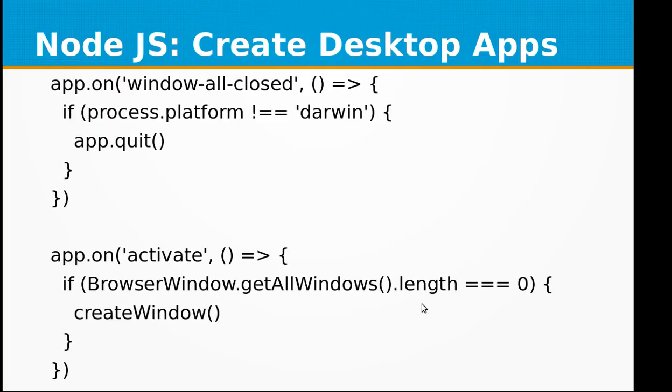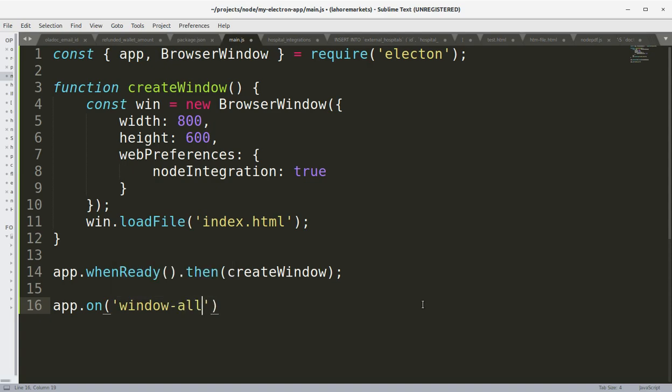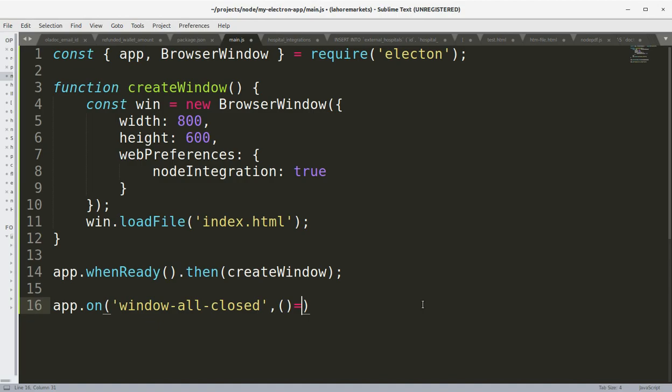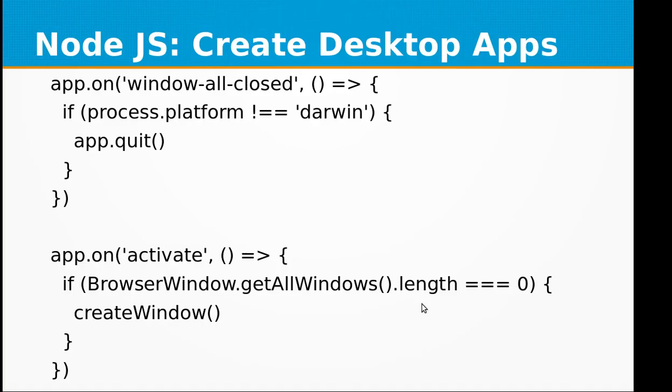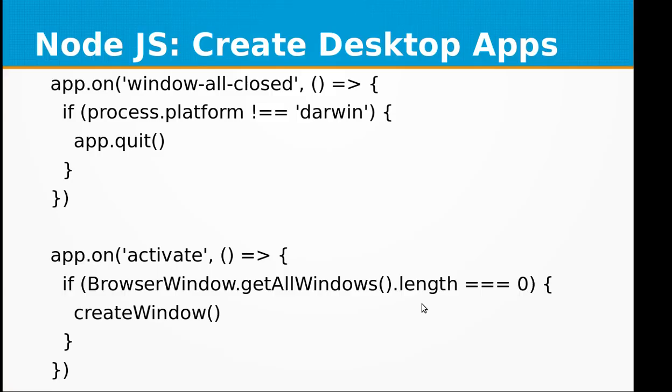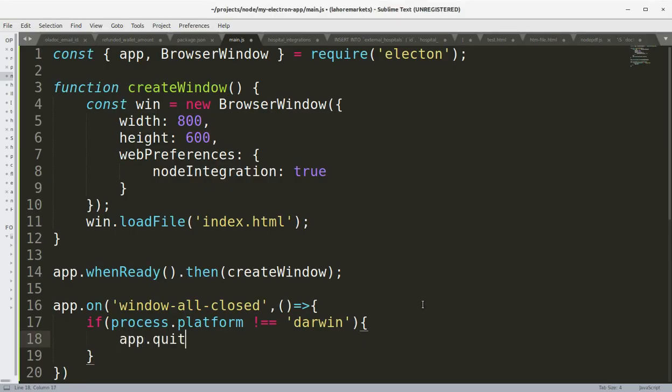Okay, then we need to define an event, window-all-closed, and we can have an anonymous function with an arrow function here. If process.platform is not equal to darwin. By the way, Darwin is basically the macOS operating system. app.quit.